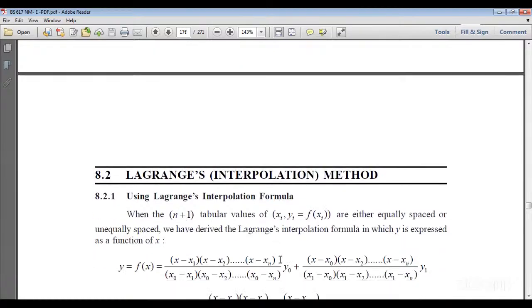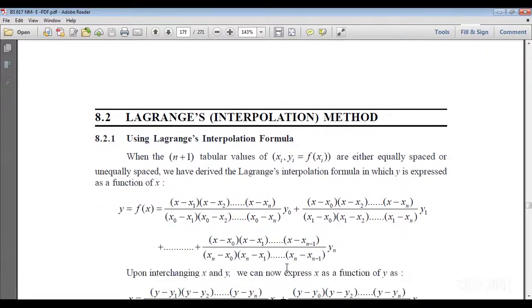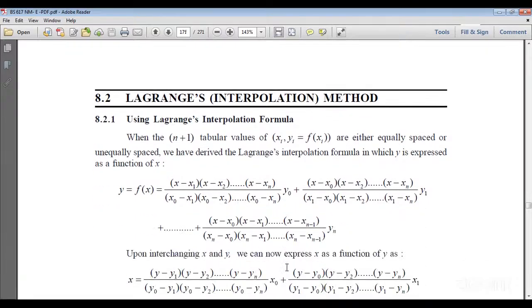The Lagrange's interpolation method. What is Lagrange's method? When the n+1 tabular values of xi, y equal to f of xi are either equally spaced or unequally spaced, we have derived the Lagrange's interpolation formula in which y is expressed as a function of x. So y is equal to f of x, x minus x1, x minus x2, and so on, x minus xn, divided by the corresponding differences.